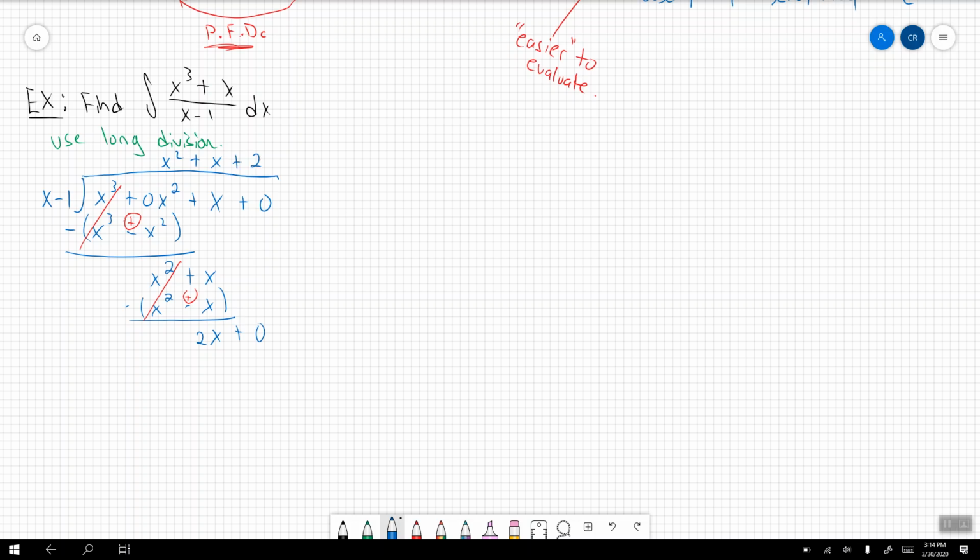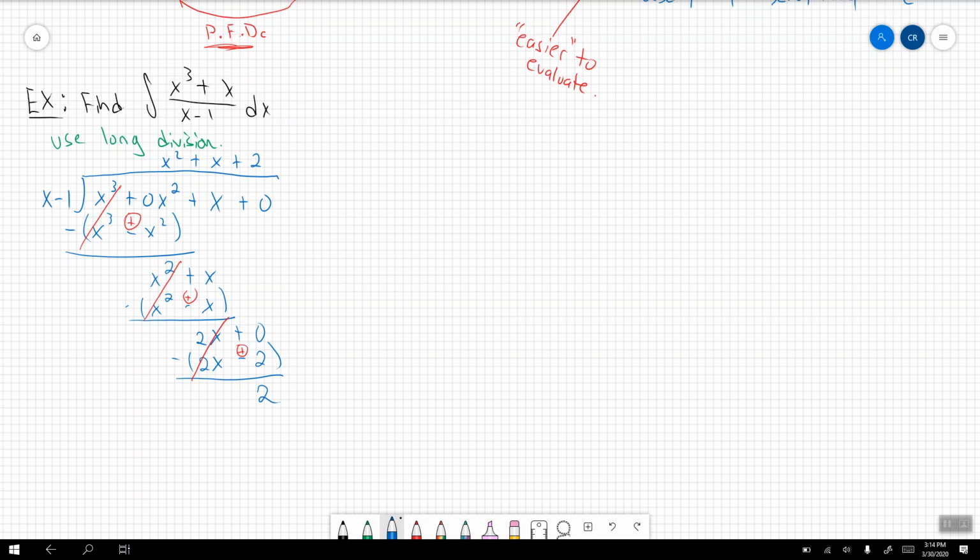So 2 times x gets us 2x. 2 times negative 1 gets us negative 2. Subtract out. First term is going to cancel. Negative distributes. And now we finally get positive 2.